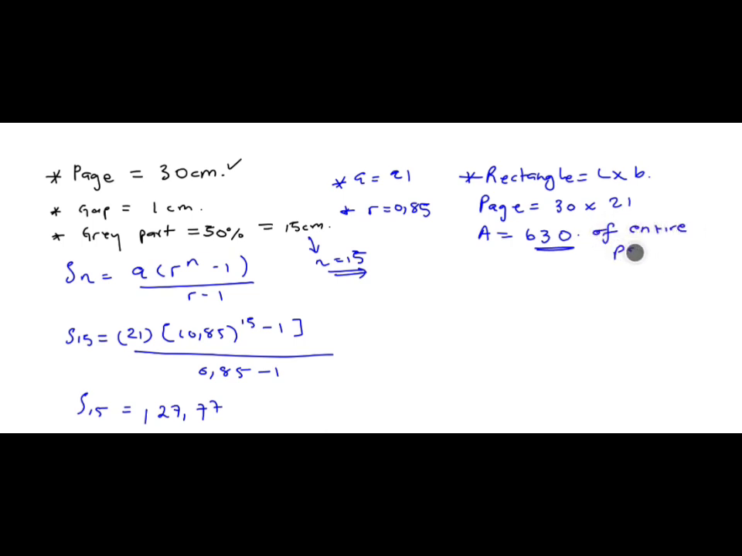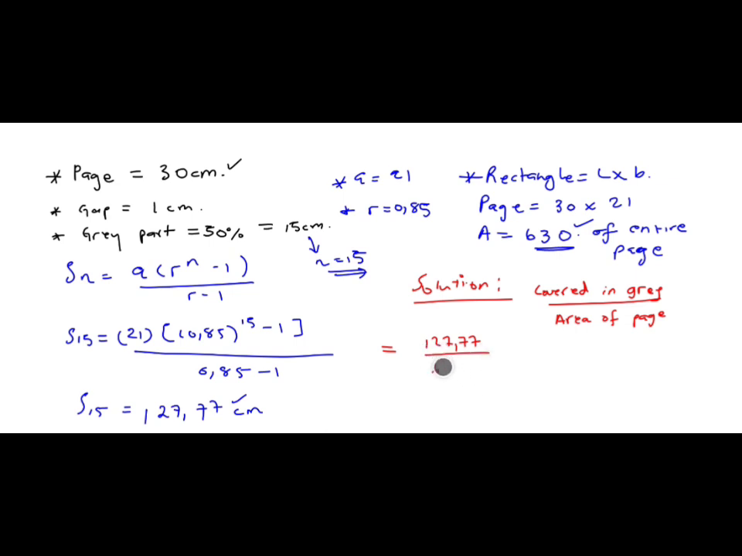So how much of this is actually covered in gray? Area covered in gray divided by area of page. For lack of a better way of putting it, that's going to be 127.77 divided by 630, and that's approximately 20.28%. So in other words, 20.28% of the page is actually covered in gray.